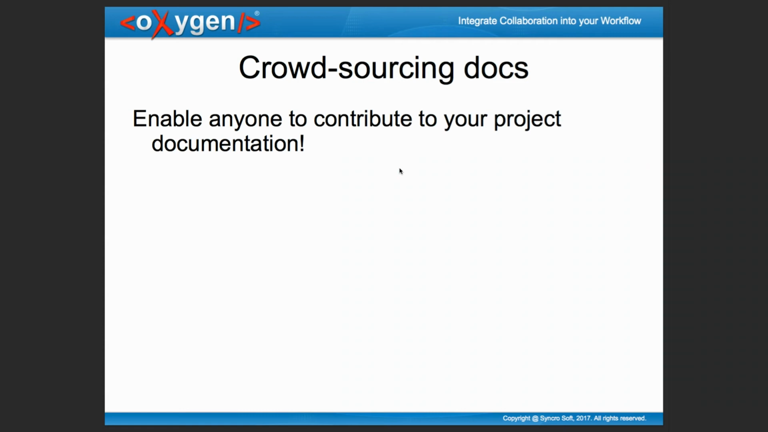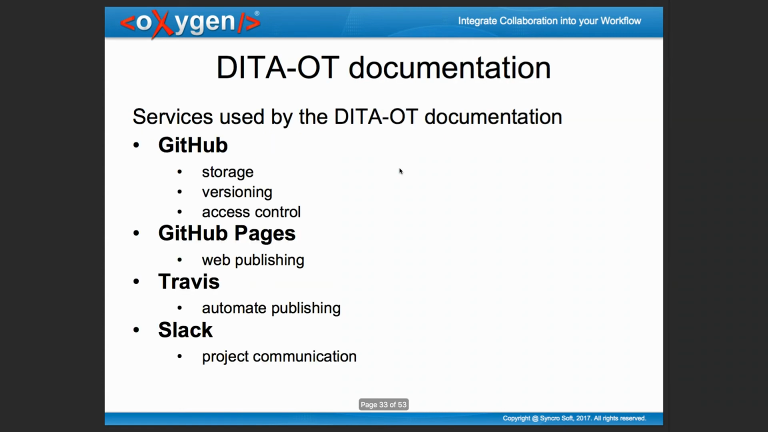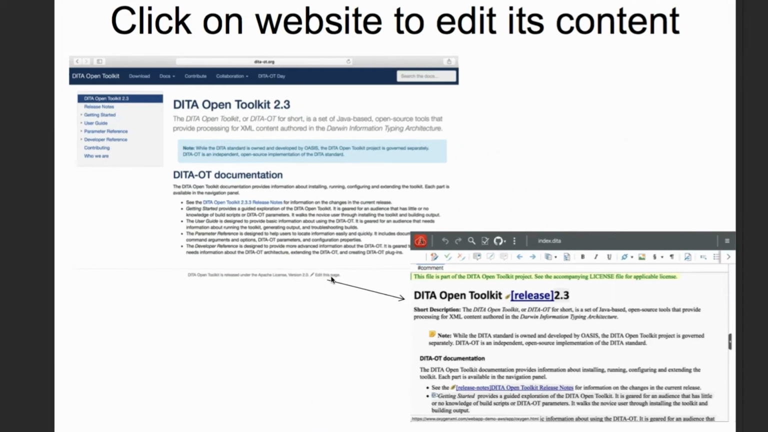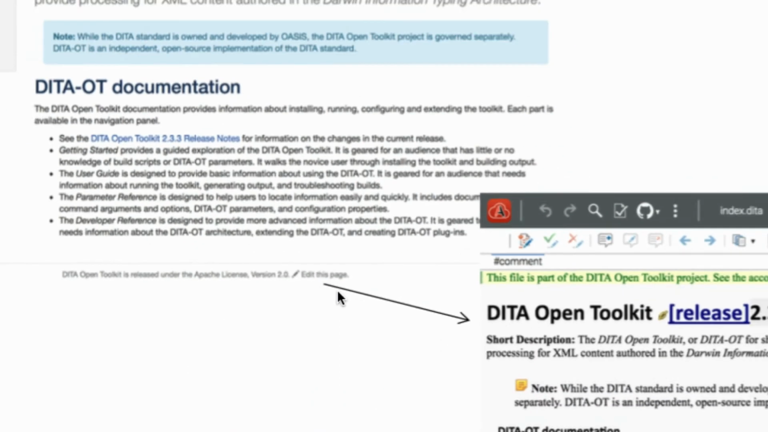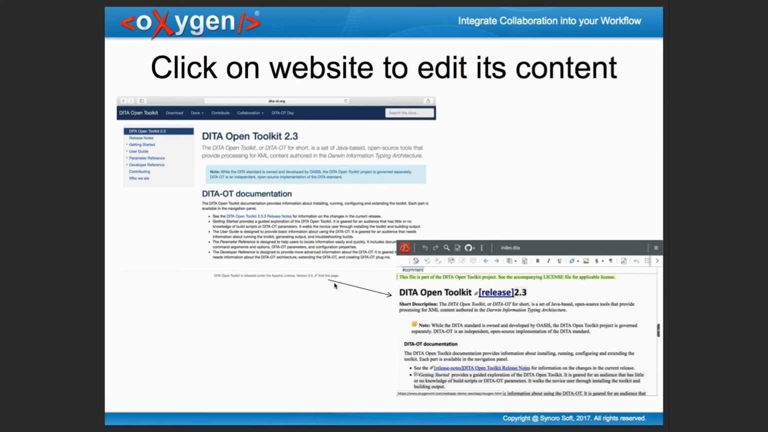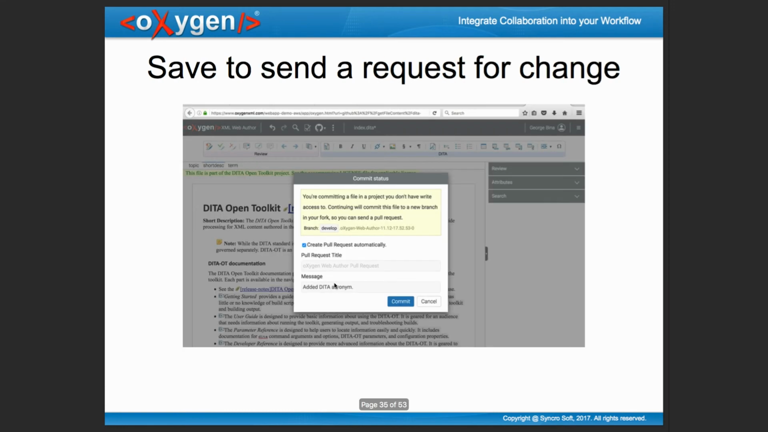Another use case is enabling crowdsourced documentation. The DataOT documentation right now uses GitHub for storage, versioning, and access control, GitHub Pages for publishing, Travis to automate builds, and Slack. And if we add the Web Author, they include an "edit this page" link for the DataOT documentation. So especially for open source projects, it's quite useful to have this.